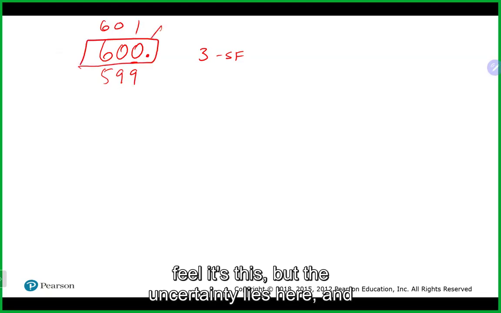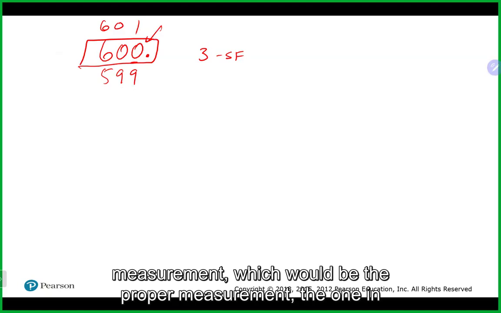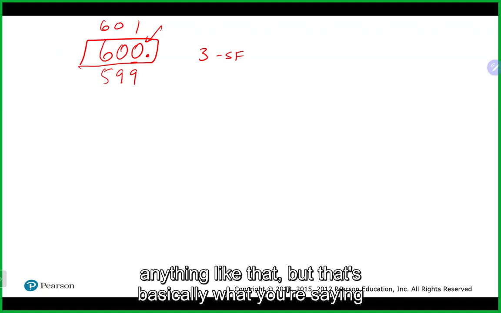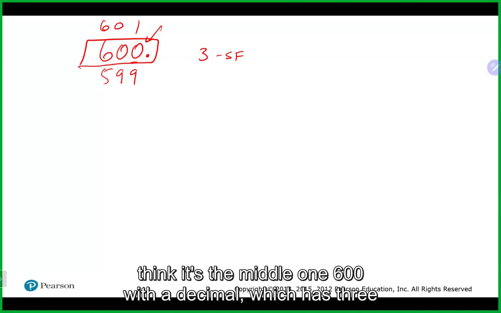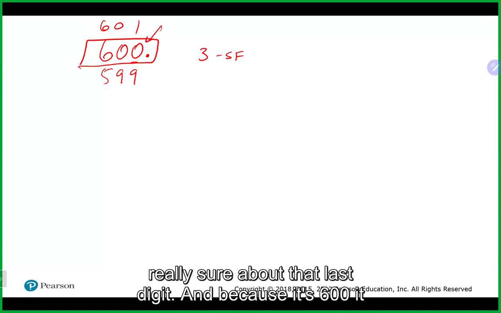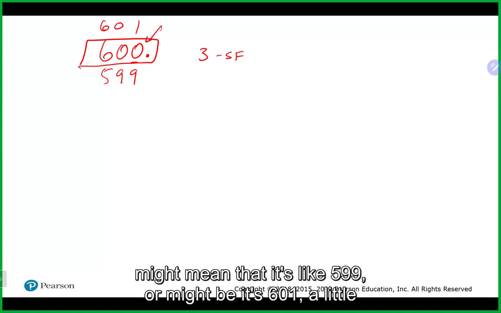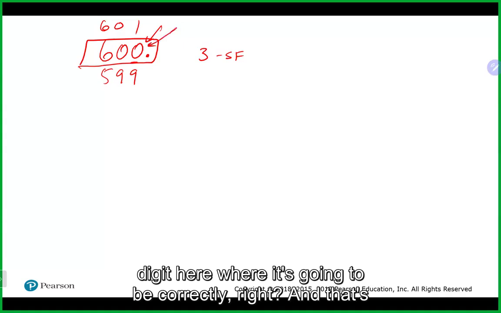But the uncertainty lies here, and that's basically what you're saying when you record that measurement, which would be the proper measurement, the one in the middle. You don't always have to record the range, but that's what you're saying based on the significant figures: okay, I think it's the middle one, 600 with the decimal, which has 3 significant figures. Based on the scale I took that reading with, I think it's 600, but we're not really sure about that last digit. It might be 599, or it might be 601, a little bit more, a little bit less, but it's somewhere within this last digit, and that's where the uncertainty is.